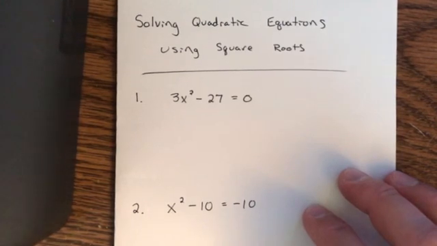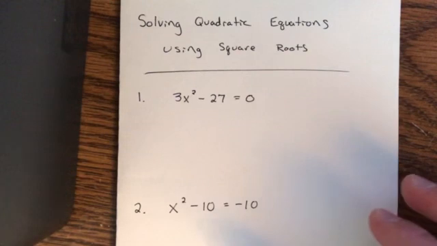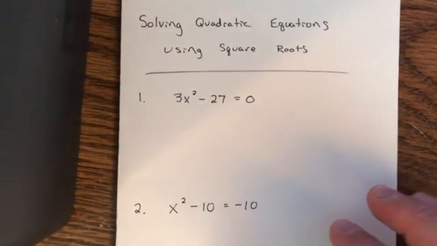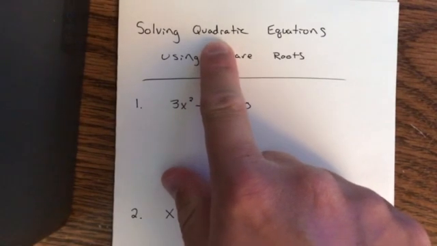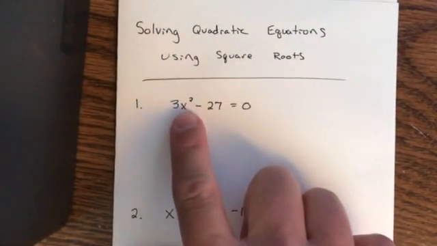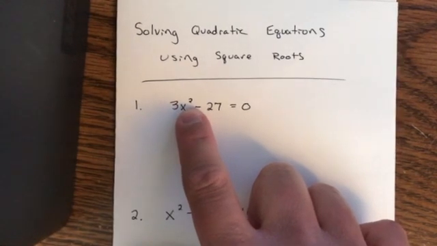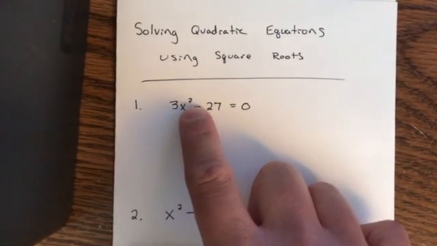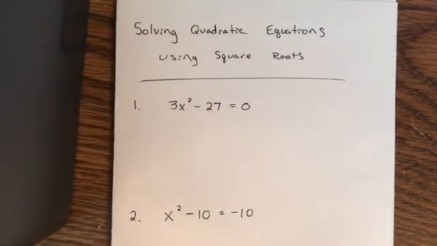We are solving quadratic equations using square roots. And maybe I'll back up just a little bit. Just as a reminder, a quadratic equation is just any equation to the second degree. So there is a variable squared. The highest degree exponent is to the second power. So that's what a quadratic equation is.